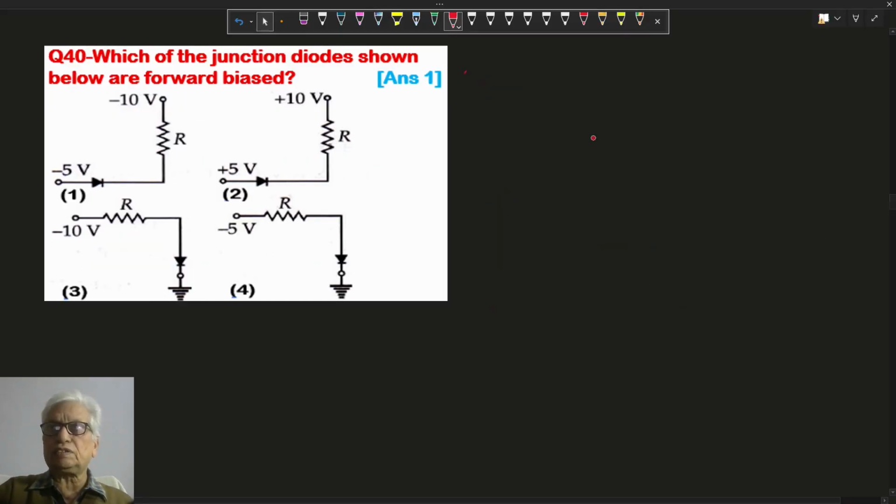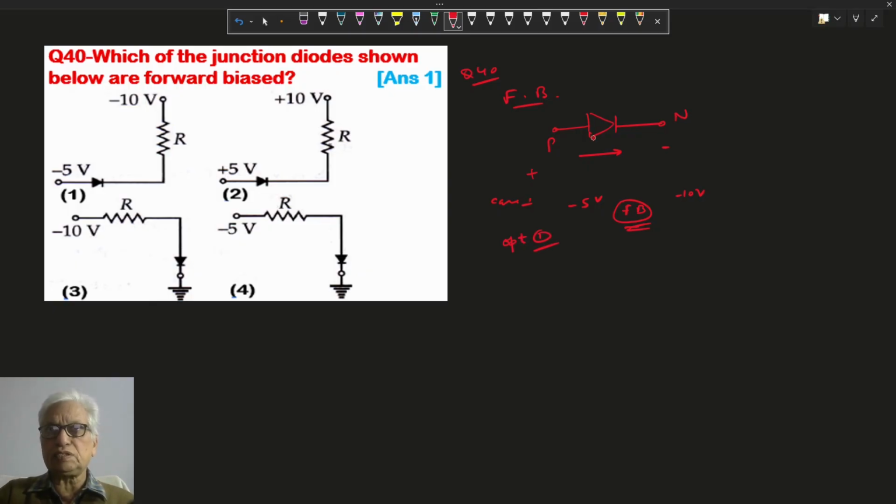Hello, in this question you have to find out the forward biasing. If the P region is positive or at higher voltage, and the N region is negative or lower voltage, that is forward bias. Otherwise it will be reverse bias. So here, in case 1, the P region at minus 5 is at a higher voltage than the N region at minus 10 volts. It is forward biasing despite both being negative. Positive or negative doesn't make any difference. The P region must be higher than the N region. This is forward bias. So here only circuit 1. So option 1 is forward bias.